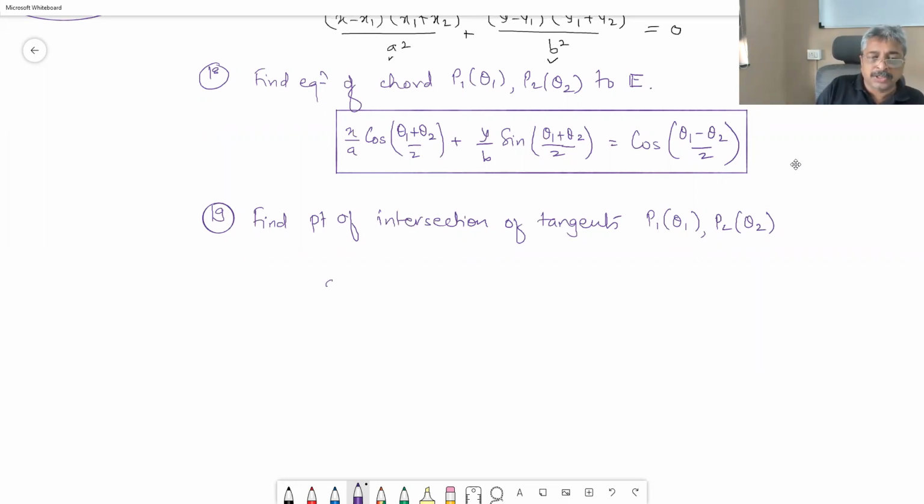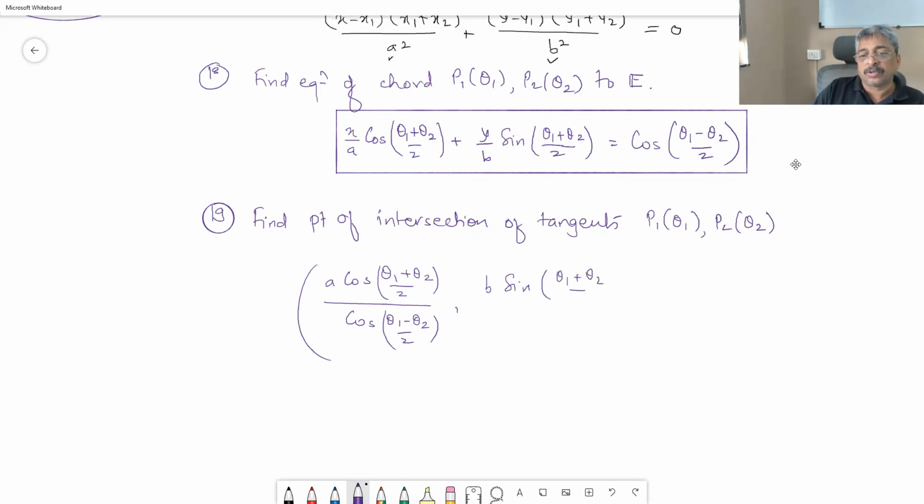Therefore, the answer for this is a cos of (theta 1 plus theta 2) upon 2 whole divided by cos of (theta 1 minus theta 2) upon 2. That is your x coordinate, comma, b sine of (theta 1 plus theta 2) upon 2 divided by cos of (theta 1 minus theta 2) upon 2. This is the point of intersection of tangents at theta 1 and theta 2.